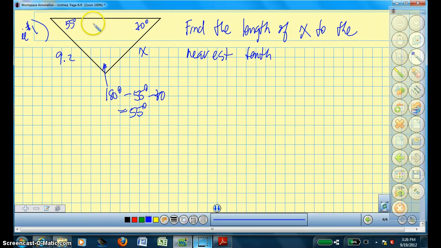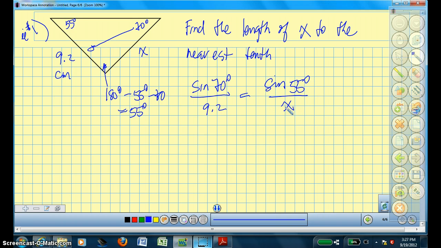This does satisfy one of the conditions in order to use sine law. Remember, one of the conditions was if you had any two angles and any one side, or you have two angles with one side that's opposite to one of the angles. Okay, so if I do sine 70 degrees divided by, so this side is opposite to the 70 degrees, 9.2, and this is centimeters, is equal to sine of 55 degrees divided by x.